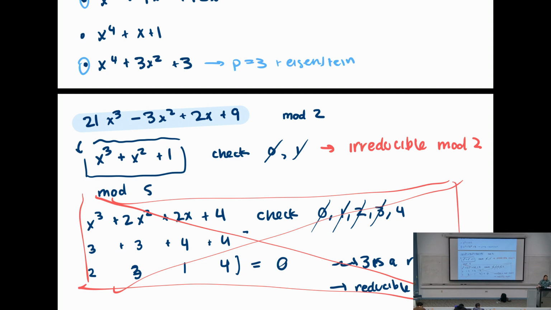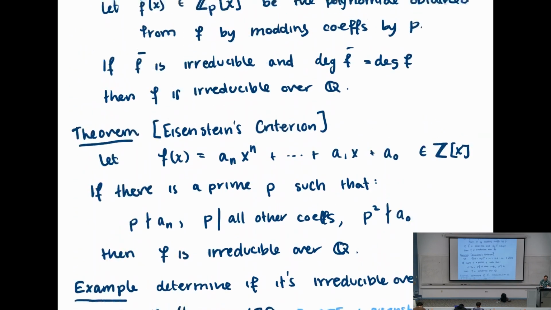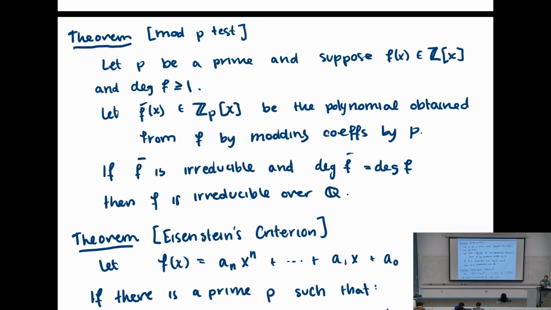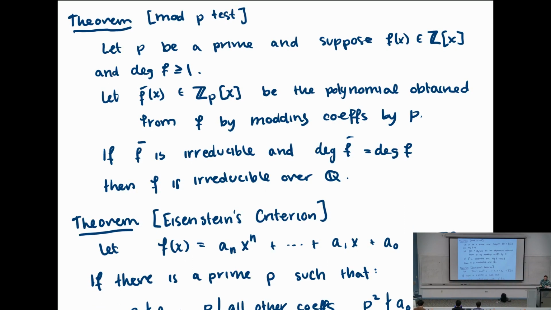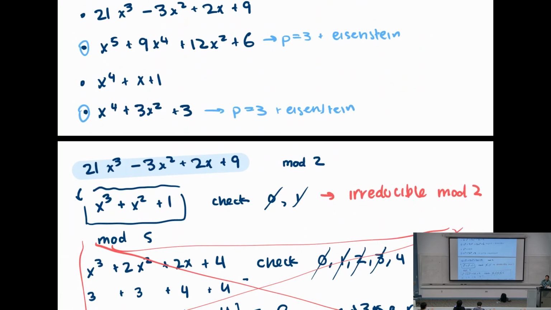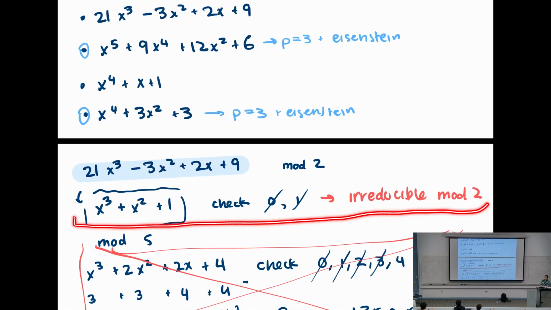So let's go back to the statement of the mod p test. You reduce your polynomial mod p, and if it is irreducible, then your original polynomial is irreducible. When is it irreducible? If you check all the things and you find no roots. So this test finishes if I find no roots mod p. So we were already good just by looking mod 2.